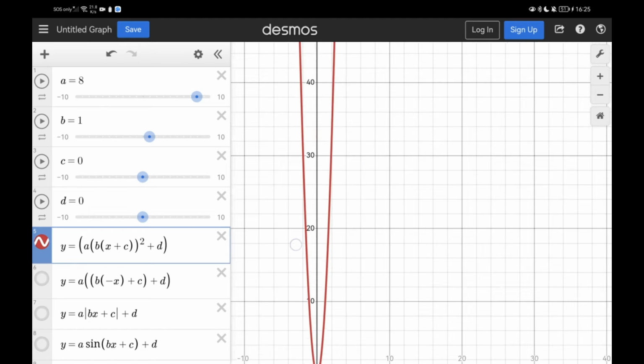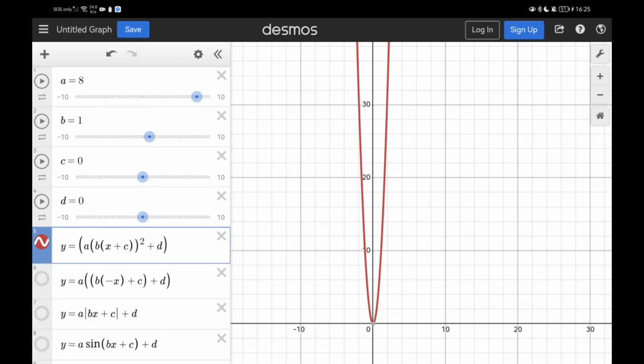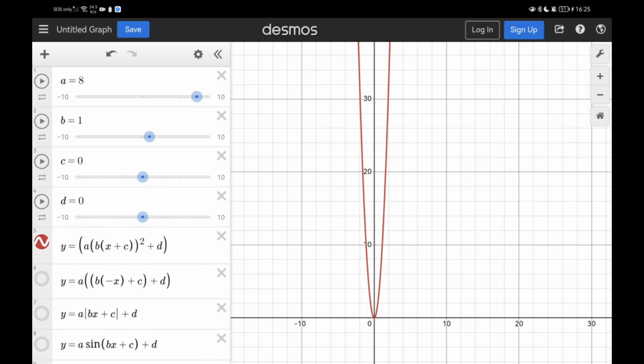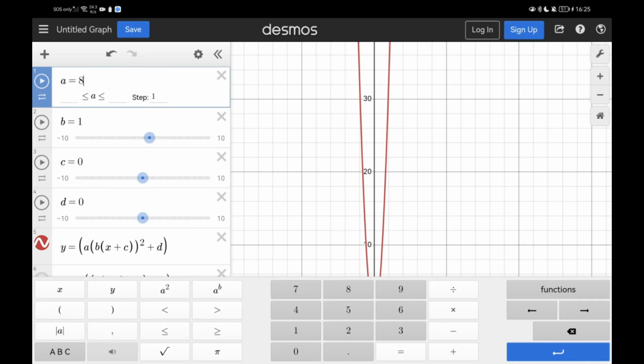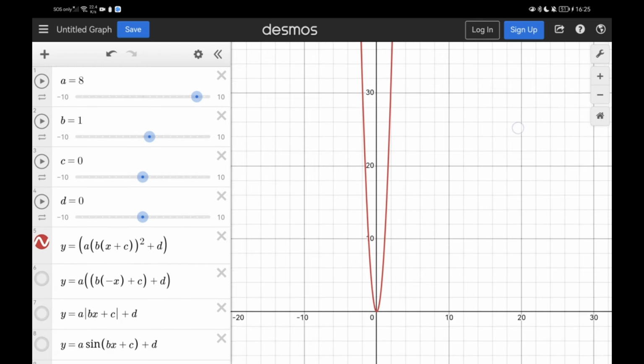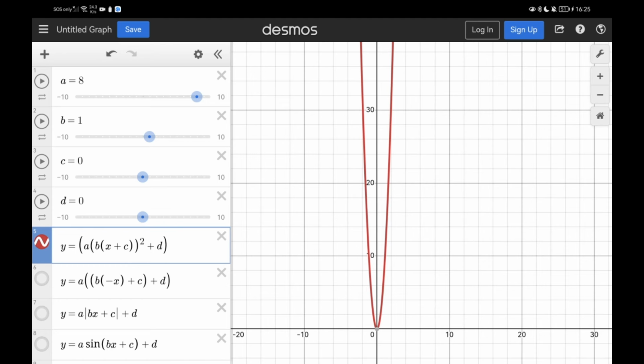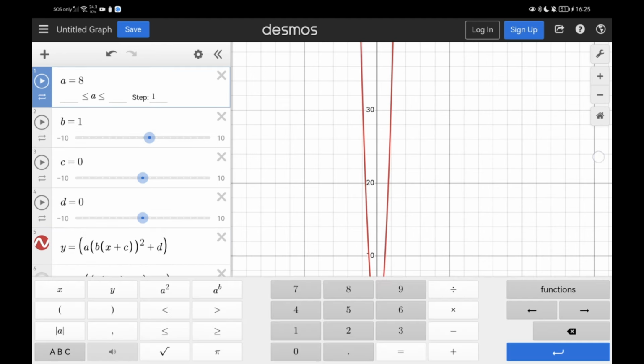That means for the same x coordinate, the original y coordinates will be multiplied by a, increasing by 8 times. Let's say this is a equals 8. That means after the transformation, each y coordinate is 8 times its original value. So this is known as the stretch parallel to the y-axis by a scale factor of 8.